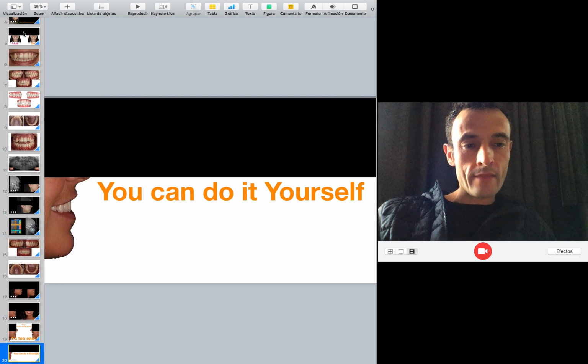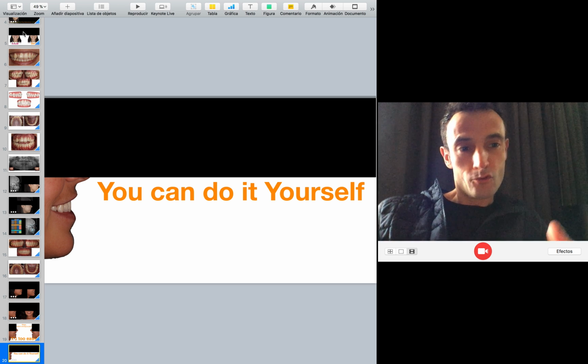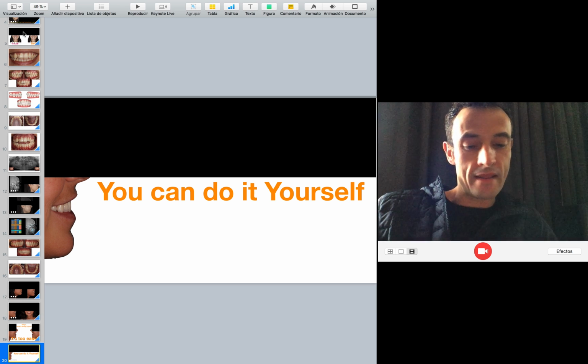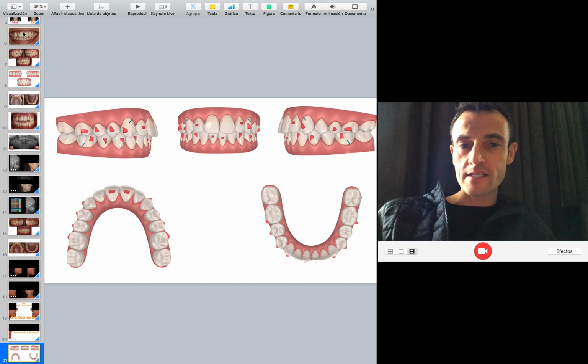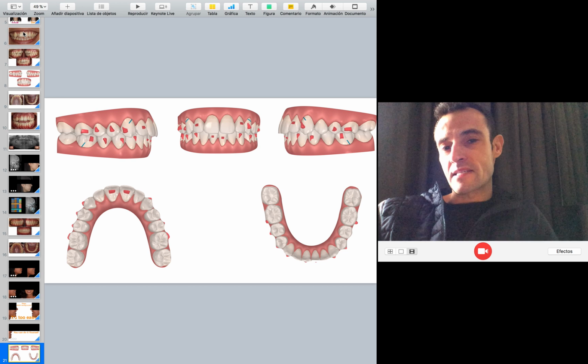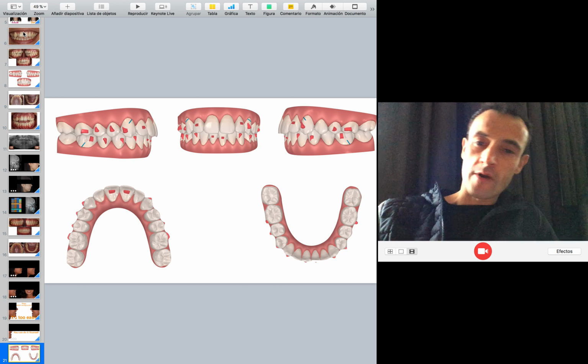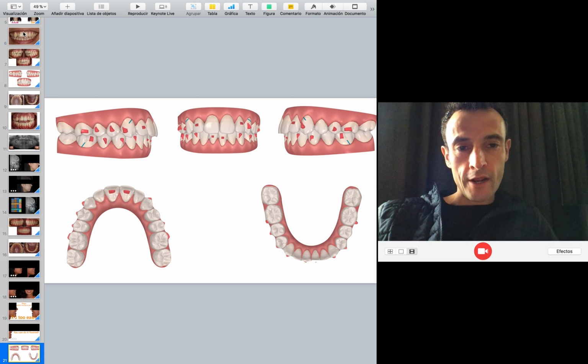Of course, anyone can do it. Those ones who are willing to pay the price to invest time on thinking and planning the case, okay? So this is the final situation that they plan with the clean checks, where you can see here active and passive attachments. Some of them are for extrusion, some of them are for anchorage.